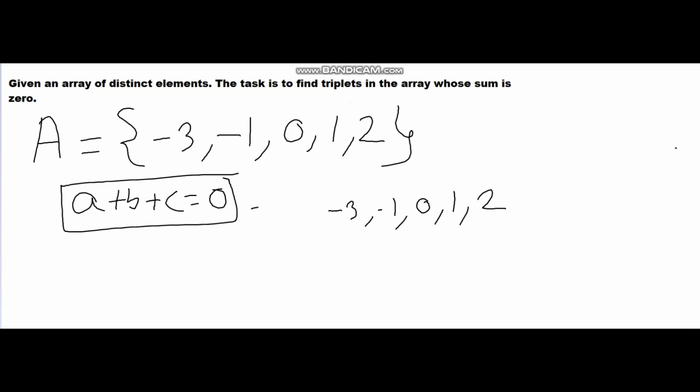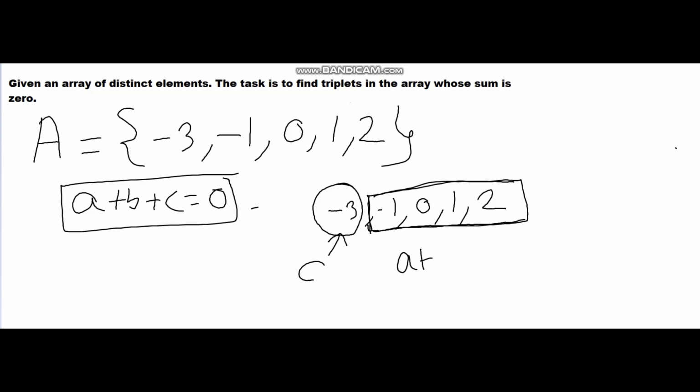So we will run a for loop. Let this value be c, and now we can basically divide this into another array. Keep this minus 3 aside, and the remaining elements can be thought of as a separate array. Now, this is the array, and you have to find two integers a and b such that their sum is equal to minus c. So the question gets reduced to this.